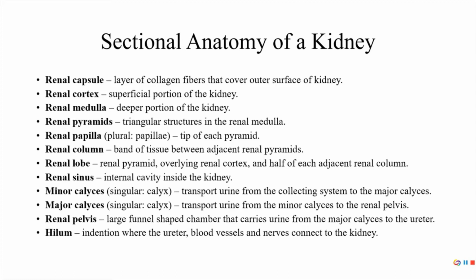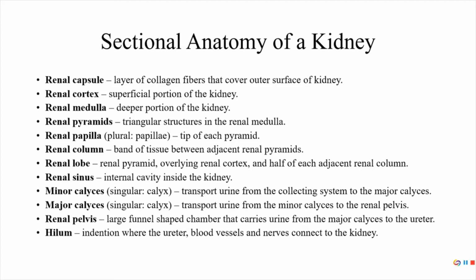Now, the renal column, we're going to see that's bands of tissue between pyramids. You have two pyramids side by side, and there will be a column between them. And I'll help you see this. The renal lobe, this is going to be, if I were to find one pyramid, and then we go on top of it and on both sides of it, that's going to be a renal lobe. We have a renal pyramid, any of its overlying renal cortex, half of a renal column on one side, half a renal column on the other side.